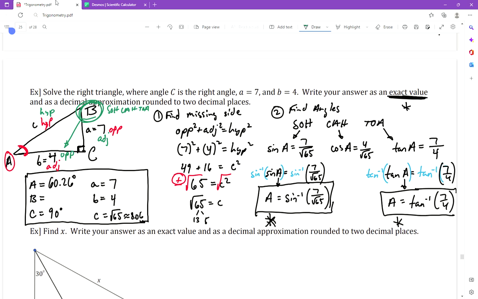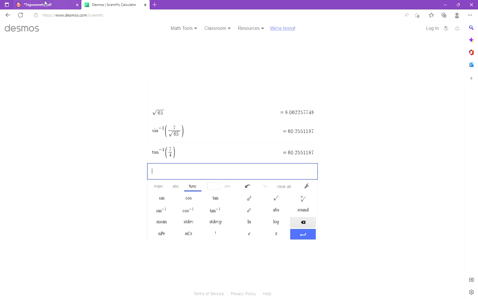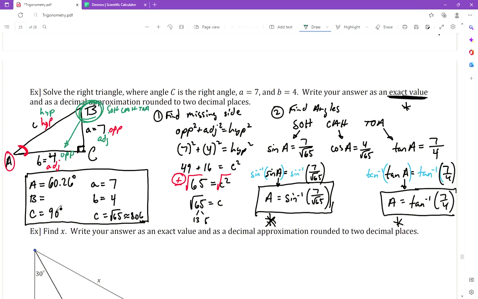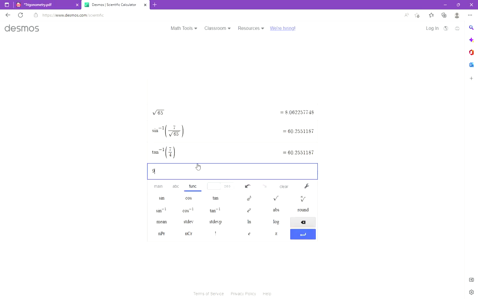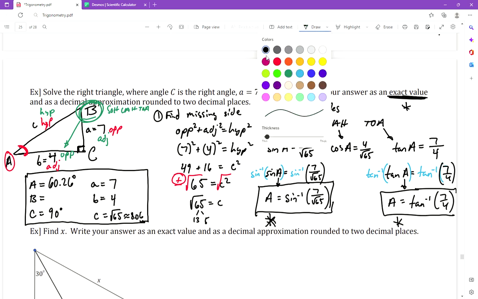Okay, so I could find angle B using SOHCAHTOA. However, because I already have 2 angles, I know that all 3 need to add up to 180. I can find B using that. Or we could do the complement. So if I already have the 90 degree angle, this B would be the complement of 60.26, which means all I have to do is subtract from 90. There we go. 29.74 degrees would be that answer. Okay, so that's a little faster than doing SOHCAHTOA all the way.